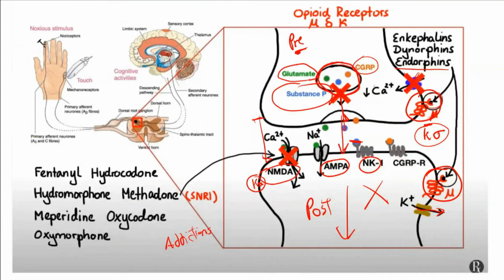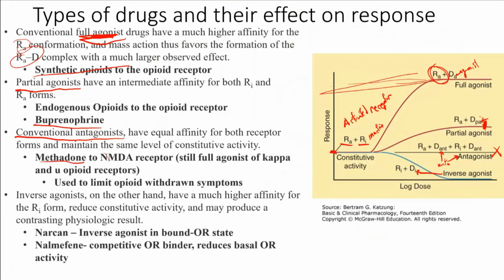So it blocks that channel. It is an antagonist to glutamate, not exactly relating to opioids, but by itself it blocks glutamate competitively. But methadone is also an agonist of the kappa and mu opioid receptor. So it is an opioid, but I'm talking about the one specific function it has by competitively inhibiting glutamate. That's what we mean by inhibitor, an antagonist. And it is used to limit withdrawal symptoms as well.